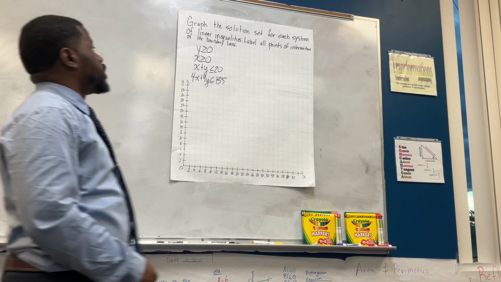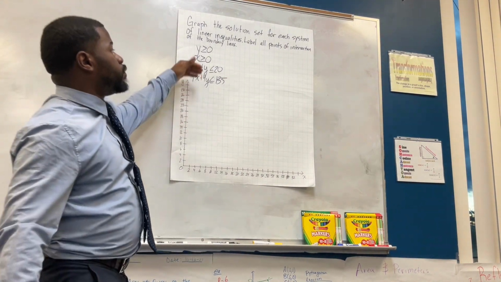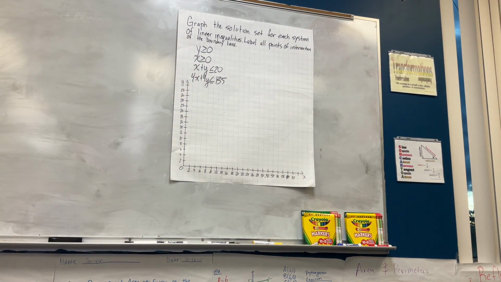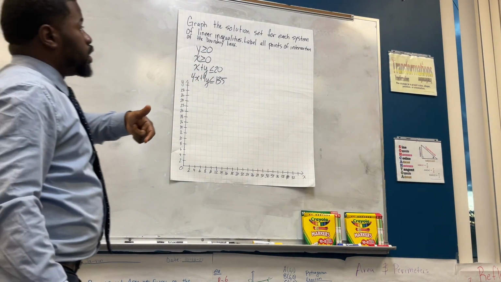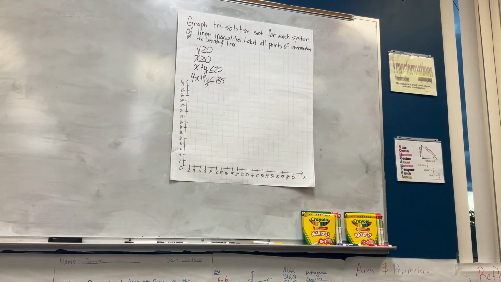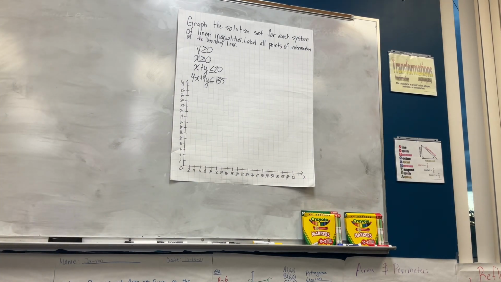Alright, so for graphing systems of inequalities, we have four different types of equations here. We're going to take each equation and graph it. I'm going to show you guys step by step how to graph the solutions of systems of inequalities. Step one will typically just be us rewriting the given equations.